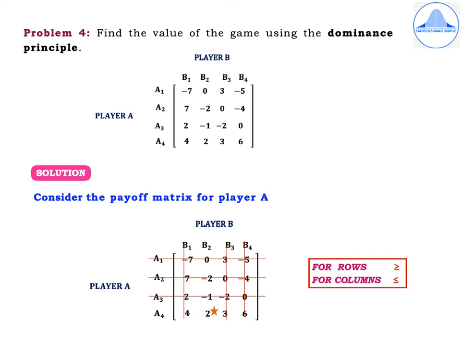B2 and B4 doesn't work out. Now compare B4 with B2. When you compare B4 with B2, minus 4 is less than minus 2, but 6 is not less than 2. So B4 and B2 also don't work out.